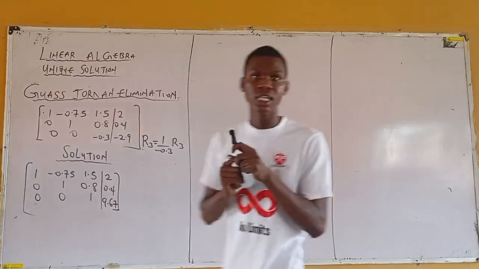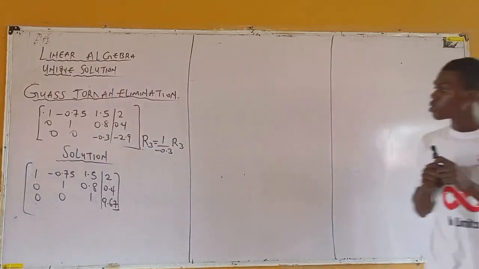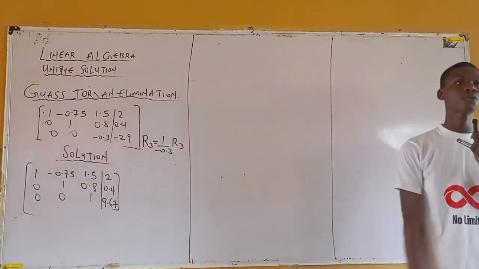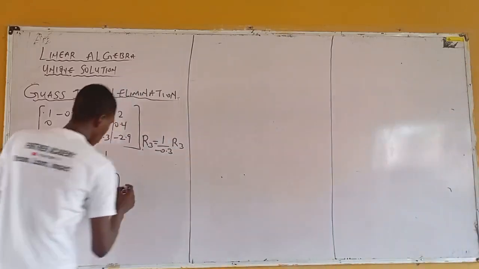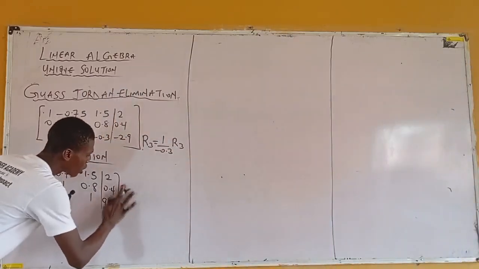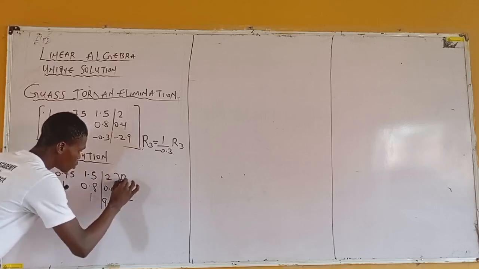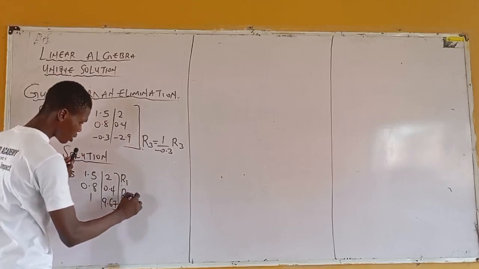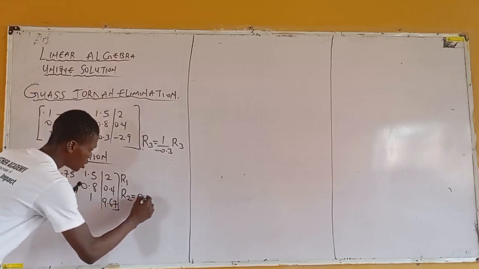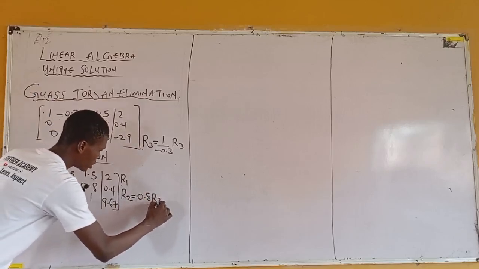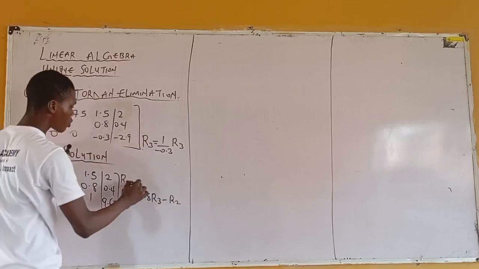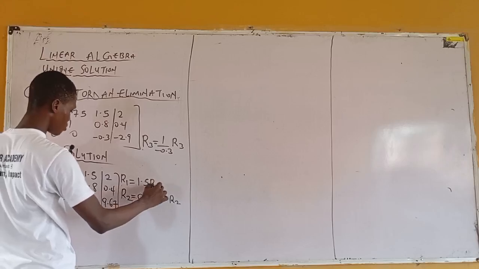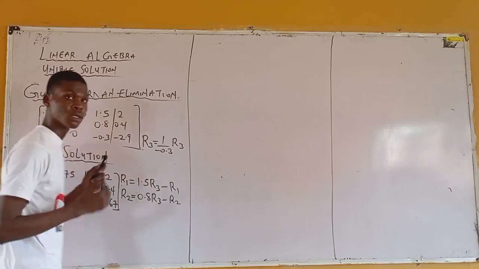Alright, now what will be your next step? Let's do this together. You already know where we are going now, so let's do it. My row 2 is changing, and my row 1 is also changing. So what's your manipulation for this row 2? That will be 0.8 R3 minus R2. For R1, what do you have? 1.5 R3 minus R1. So that's it.